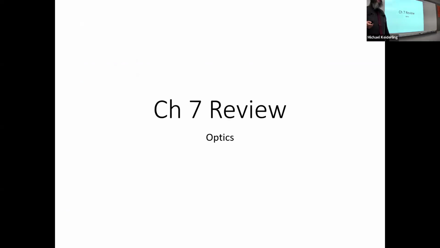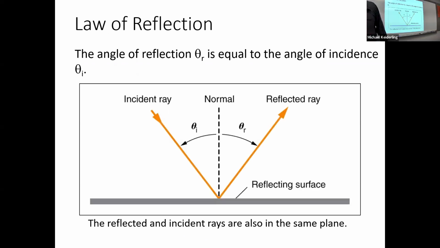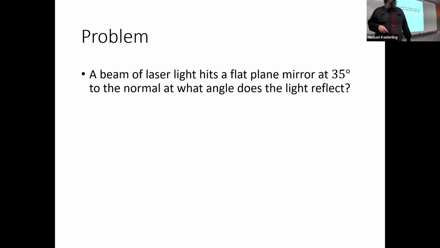Let's talk about chapter 7. So the law of reflection is that the angle of reflection is equal to the angle of incidence. Very simple. The reflected and incident rays will also be in the same plane.